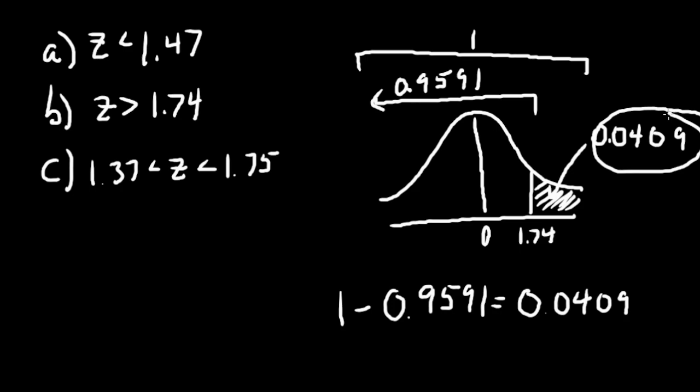Again, explaining that just a little bit more, because this one, we haven't worked like this. The total area under the curve is 1. So if we know part of that is 0.9591, we can subtract that from 1 to get the other part. Okay? Because they have to total up to be 1. If you add those two numbers together, you get 1. Okay. Let's work one more of these problems.